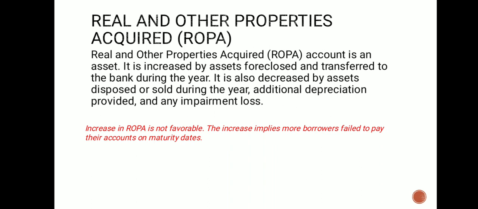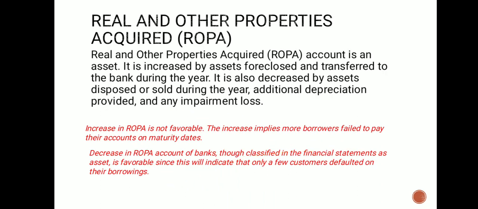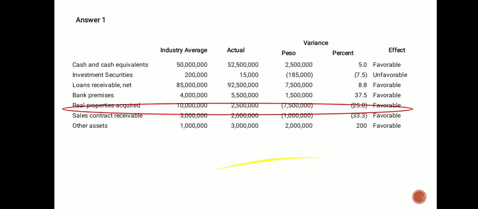If there is a decrease in ROPA, that is favorable on the part of the bank because it's an indication that gamay ra ang mga borrowers ni bank nga wala nakabayad sa ilang mga loans. So therefore here sa atong example, the ROPA account decreased by 7,500,000 against the industry average. So this is a favorable indication with the operations of the Countrywide Bank.